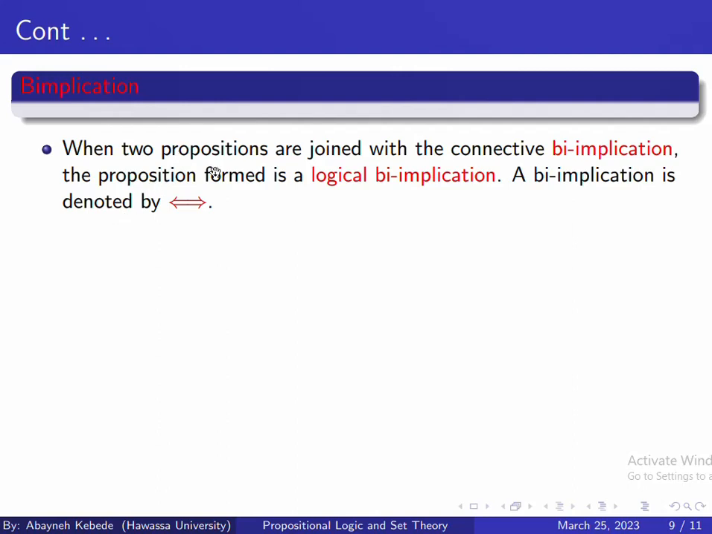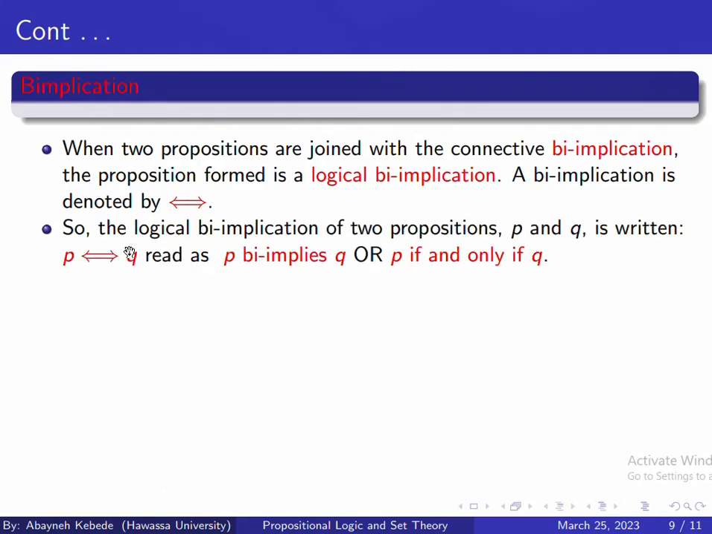Bi-implication. When two propositions are joined with the connective bi-implication, the proposition formed is called a logical bi-implication. A bi-implication is denoted by this symbol. Bi-implication has another name, which is called bi-conditional. And the rule for bi-implication, or bi-conditional, is given for P bi-implies Q.